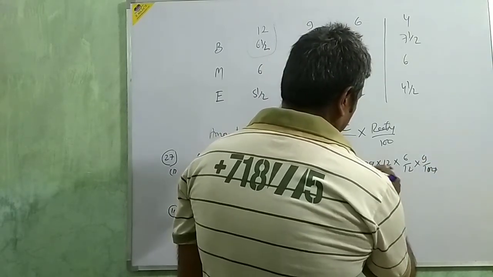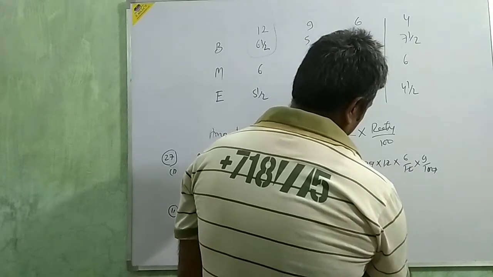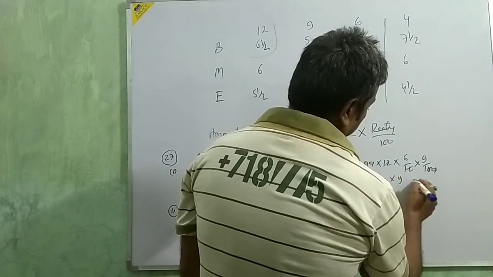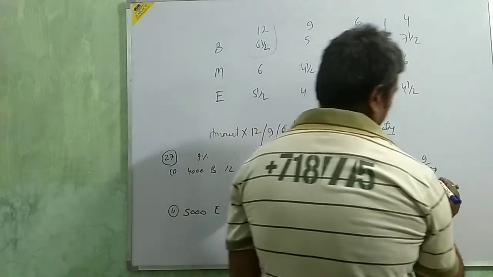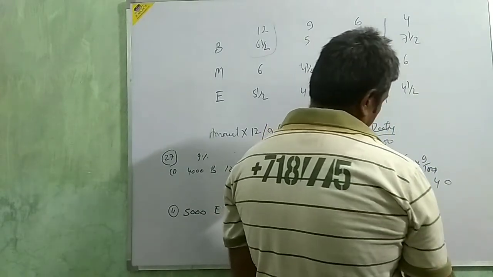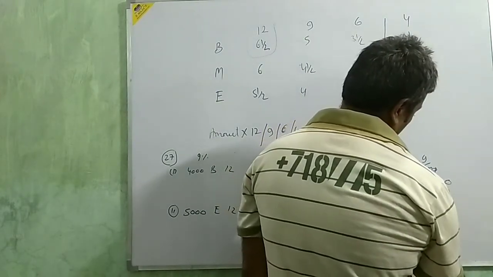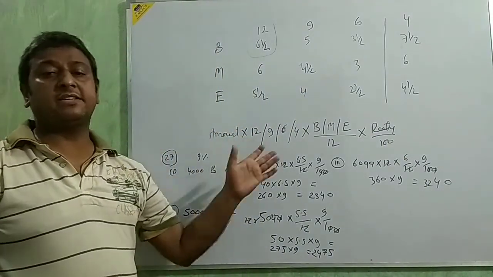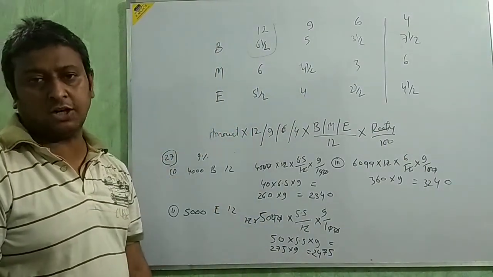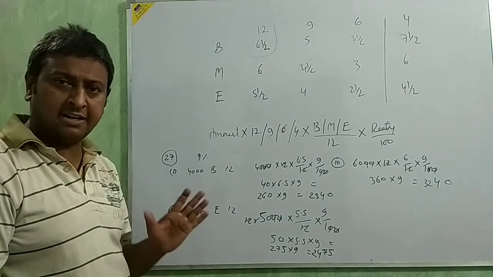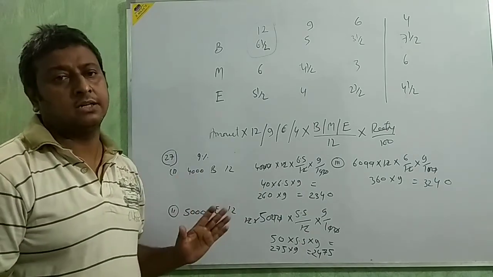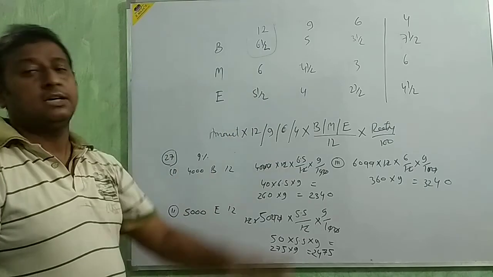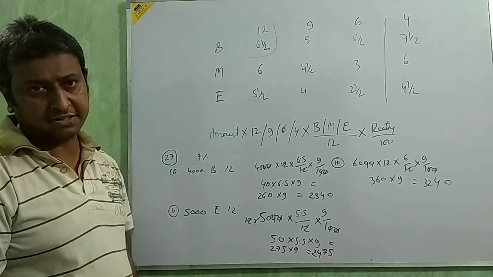Then cut this, 12, 12. 36 into 9. The answer is 3,240. Okay. On this basis, we are going to calculate the interest on drawing. Okay, beta? Clear? Any problems, tell me in the comments, then I will try to solve your problem. Okay, beta? Thank you.